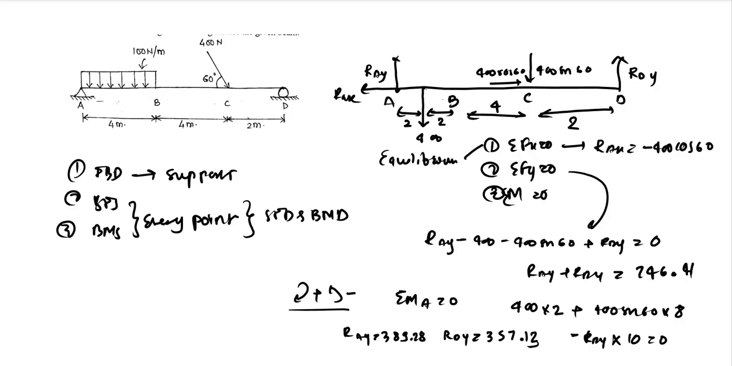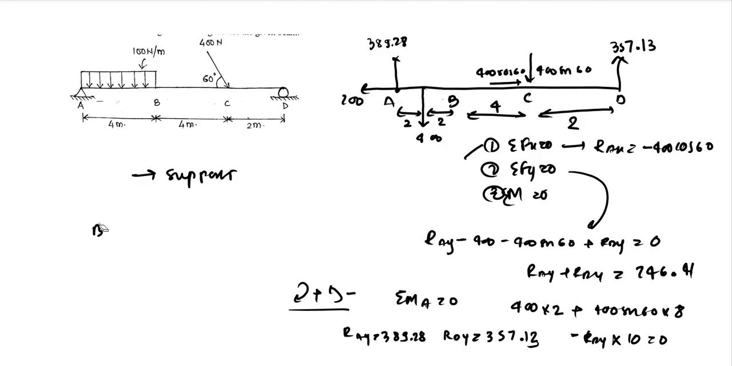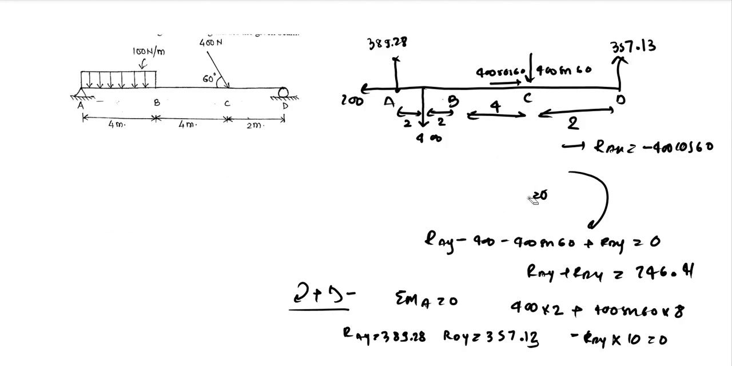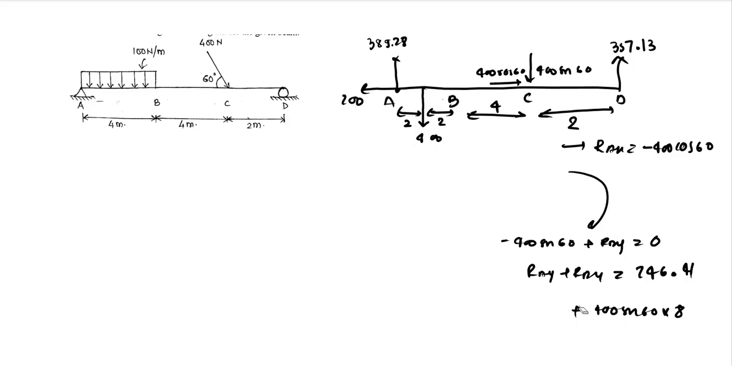So let us just update the values which we got. We have 400 cos 60, which will be just 200. So just write it here. We have 200 as the RAX. We have 389.28 as the RAY. We have 357.13 as the RDY. And after we get the support reactions, then you can just calculate the shear forces and bending moments at every point to draw your diagram.